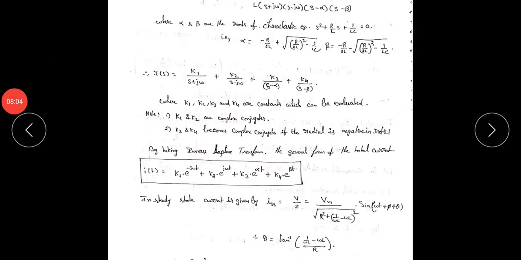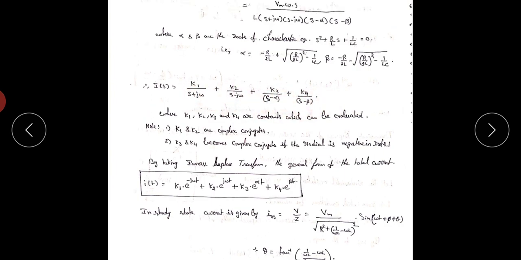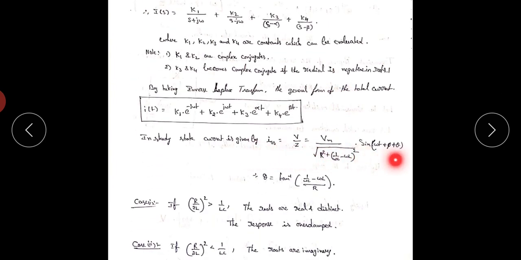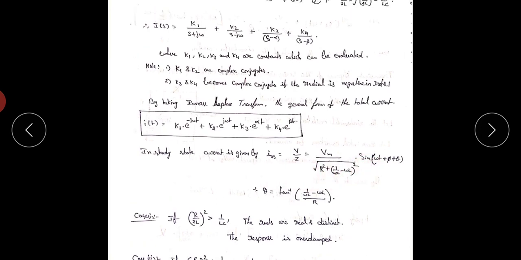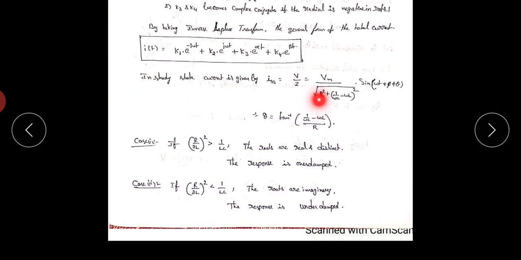Okay, here k1, k2, k3, k4 are constants. By using the partial fraction method, we have to find these constant values, and if we substitute, finally we get this expression, the final current expression. So next, based on the R by 2L and 1 by LC values, the response changes. First case, the response is called overdamped response. Second case, underdamped response. Third case, critically damped response.